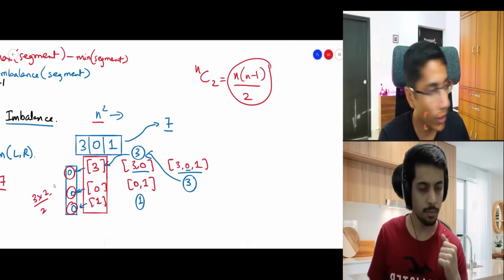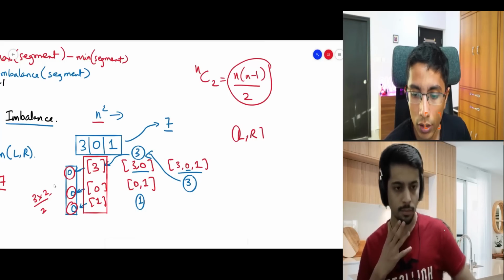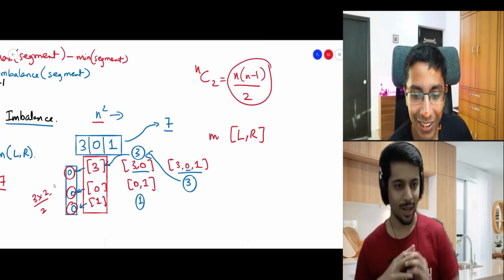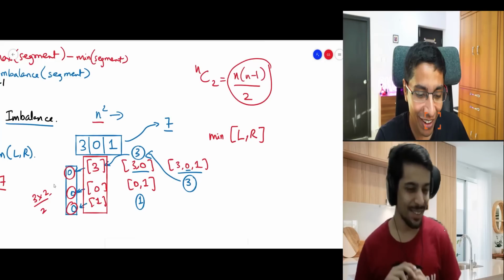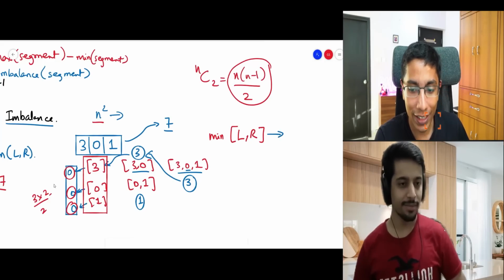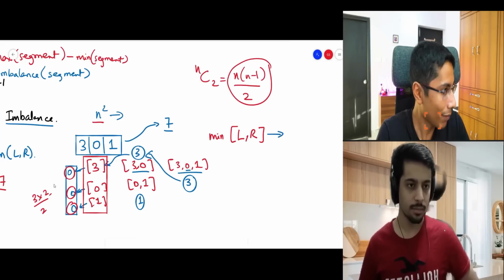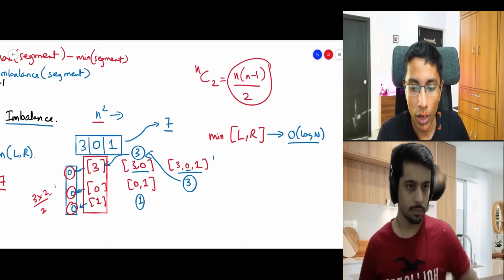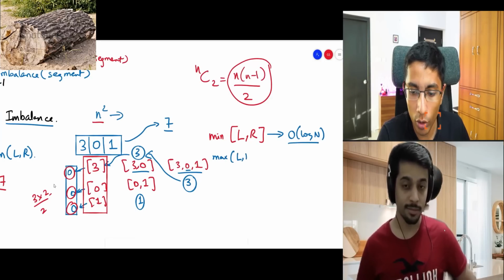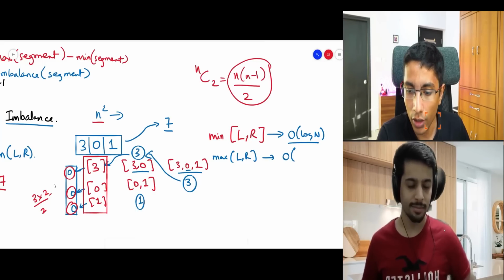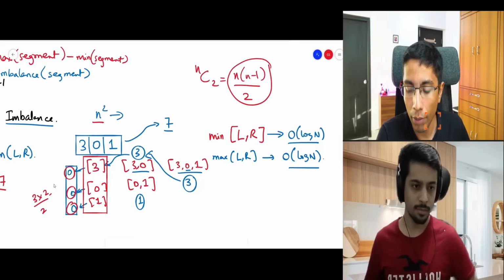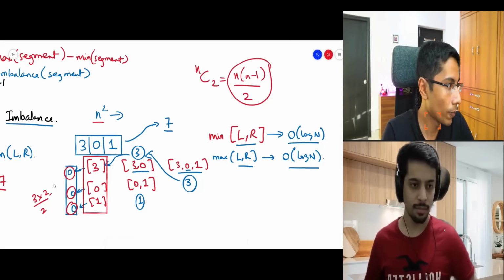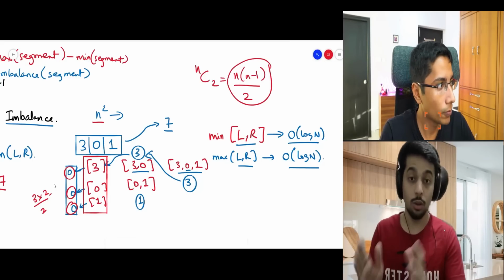I can keep a segment tree which will tell me, for any range L comma R, if I want to find the min of any segment left to right, in order log n time. So I'm already using heavy data structures. Guys, if you're not sure what a segment tree is, you can have a look at the links in the description. But you can get min and max by pre-computing mins and maxes in every segment, and then for any random range you can get it in order log n time. So perfect. Let's just assume we know how to build a segment tree.